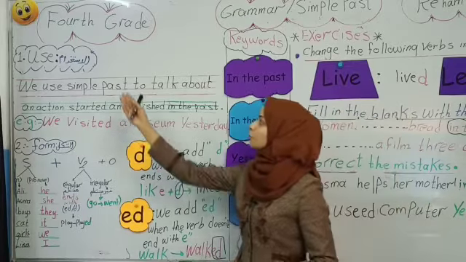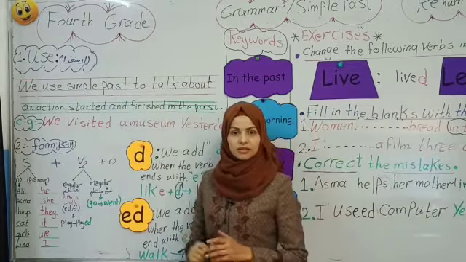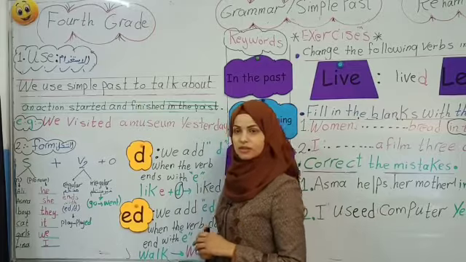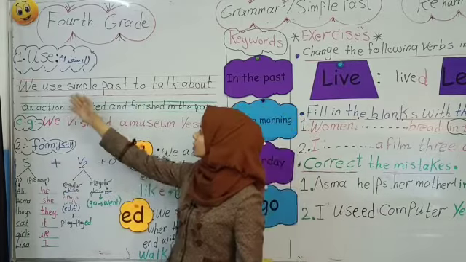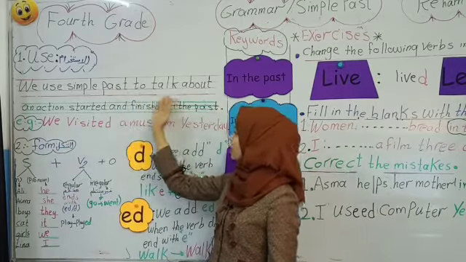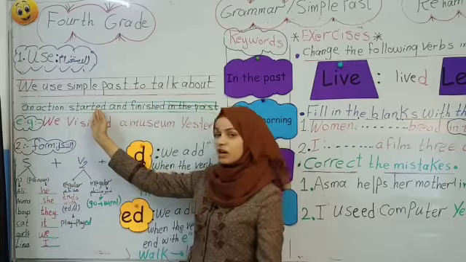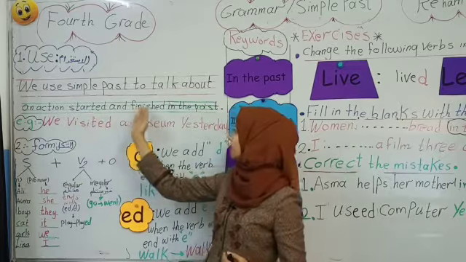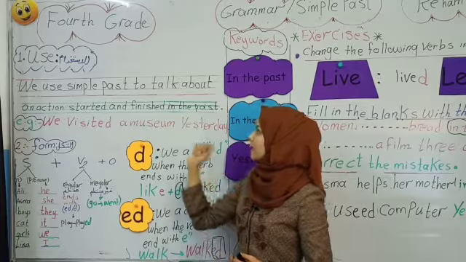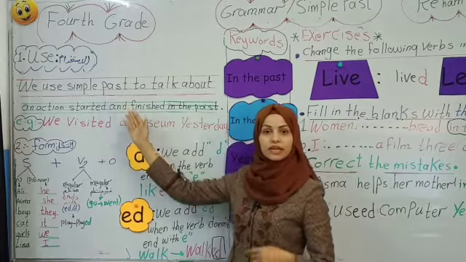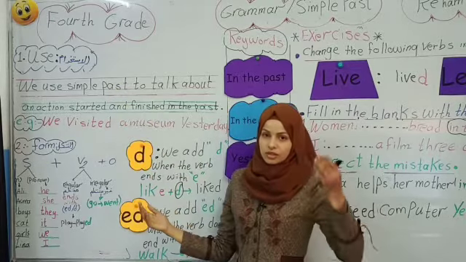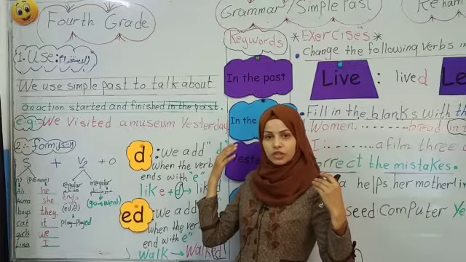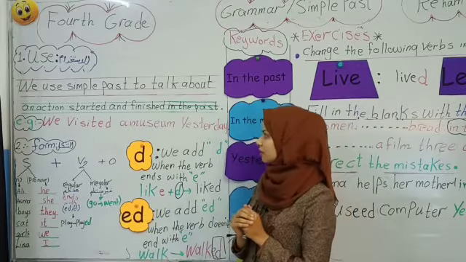Okay, when do we use simple past tense? متى بنستخدم simple past tense? We use simple past to talk about an action started and finished in the past. نستخدم الزمن الماضي للتحدث عن شيء started بدأ and finished وانتهى في الماضي.